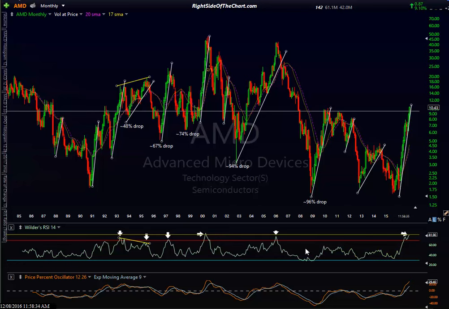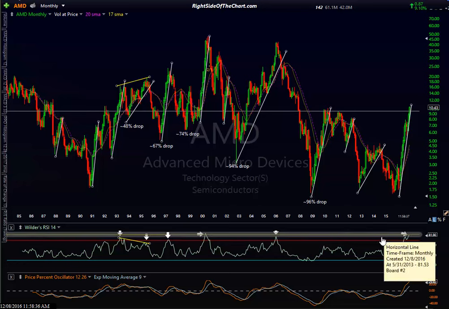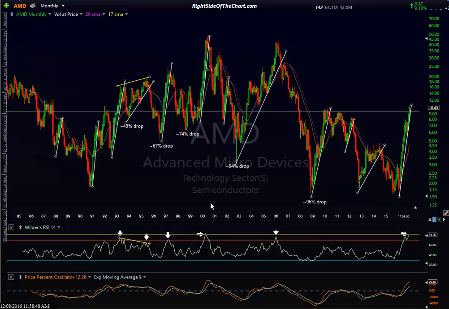AMD has not seen those levels. In fact, I put a yellow line here. This line I added, just where we're at right now at about the 82 level. We've only seen AMD overbought on the monthly time frame one time in history. And that was at the dot-com bubble. And that followed a 94% drop.